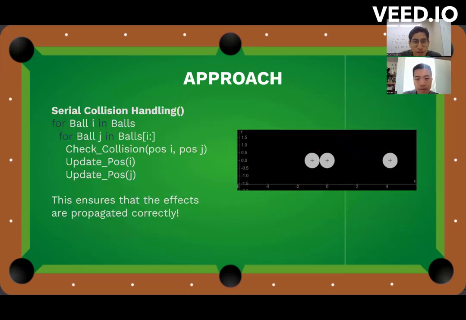For the approach for the serial collision handling, this is a little bit of the pseudocode. For each ball in our balls array, it would also check collision for every single other ball that it still has left to check a collision with. And then it updates its position if there is a collision as the for loops run, so that this way the effects of the collisions are propagated correctly for other ball collision checking.